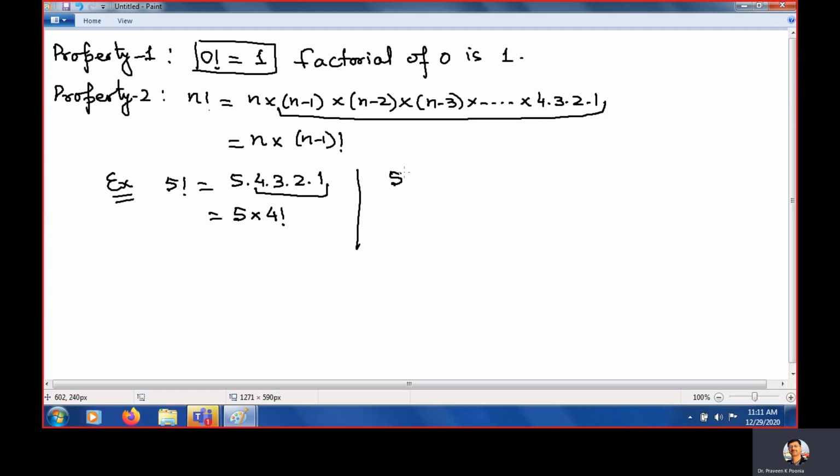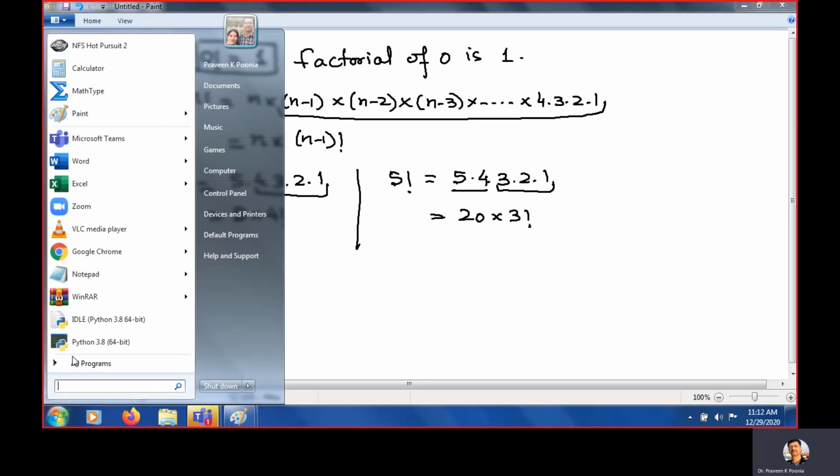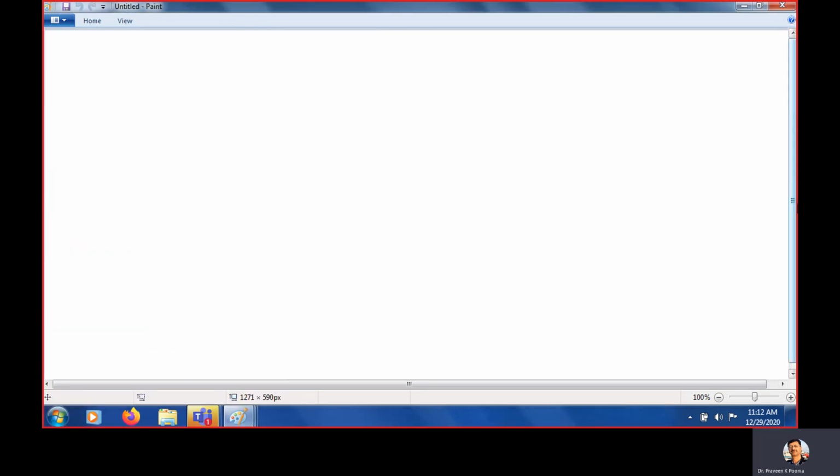Look here, factorial 5 equals 5 times 4 times 3 times 2 times 1. Now you want to write this in factorial. So what is it? 5 times 4, 20 into factorial 3. So we can break any number into small factorials. This we will use here in counting principles when we study permutation and combination.